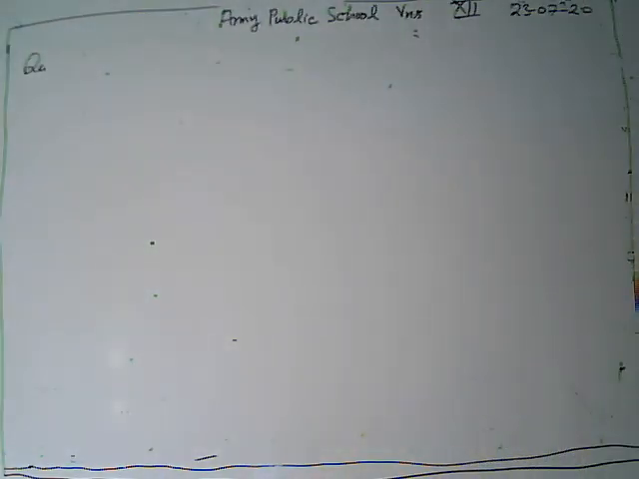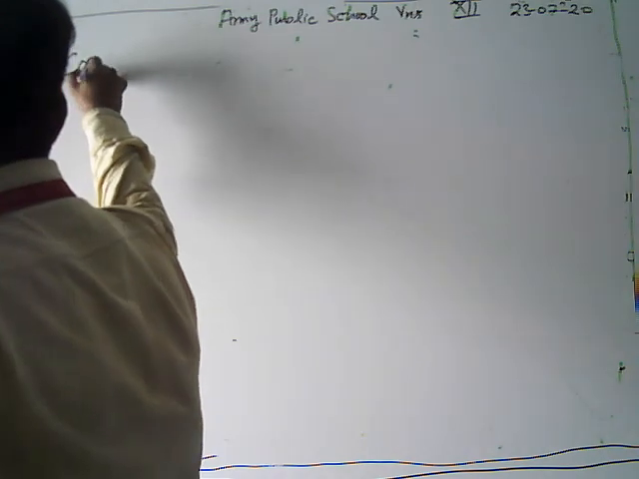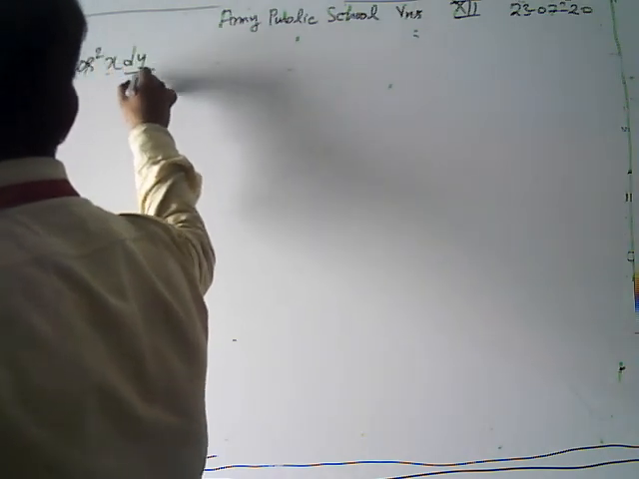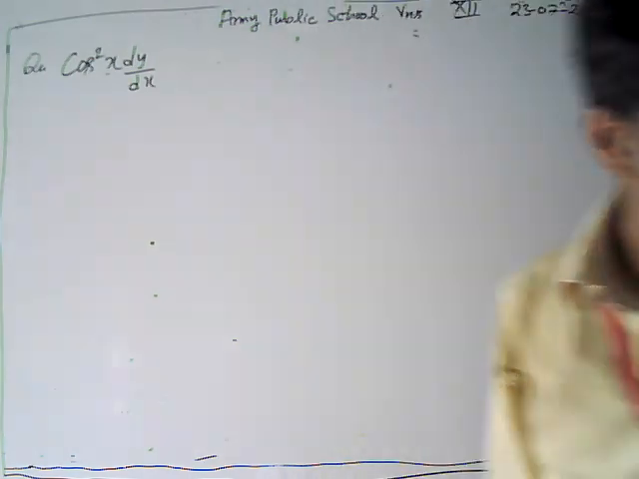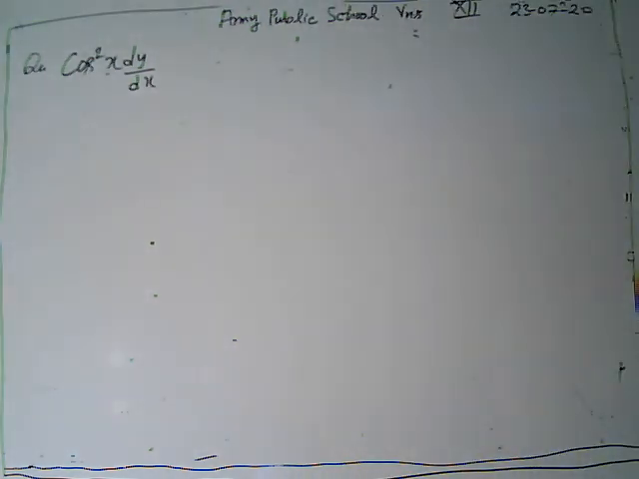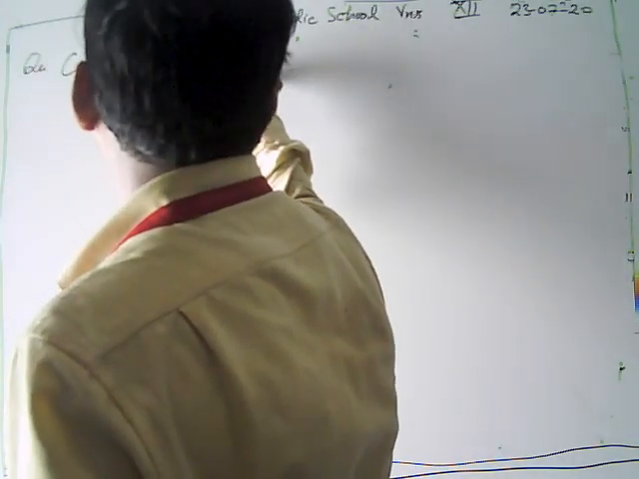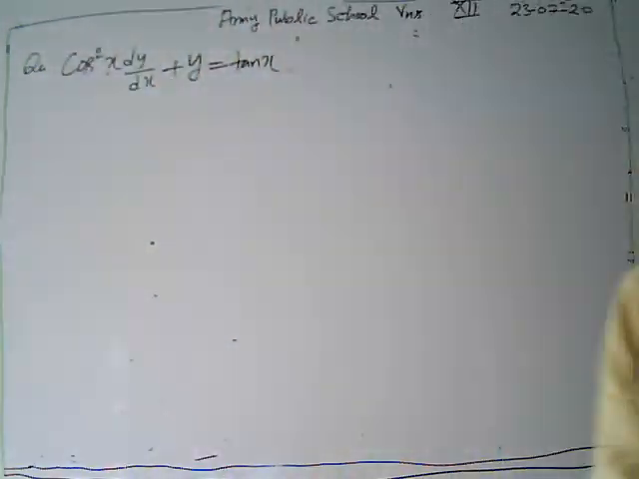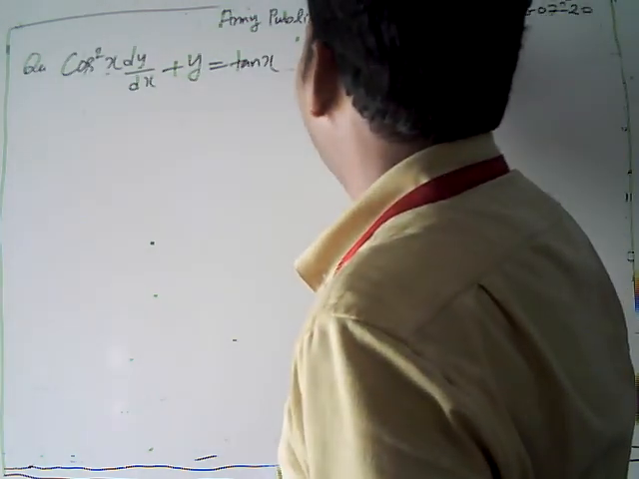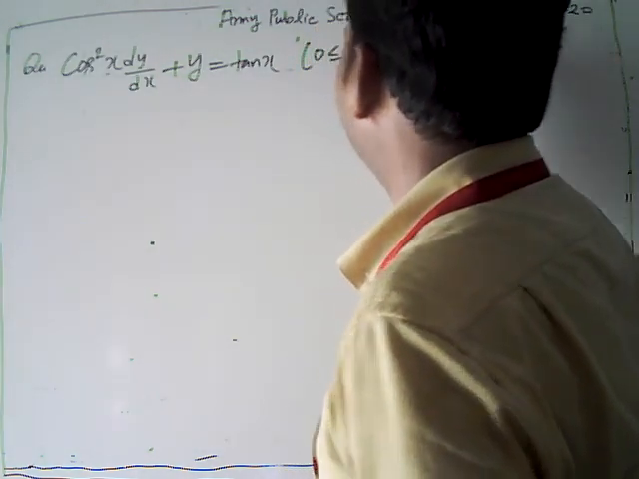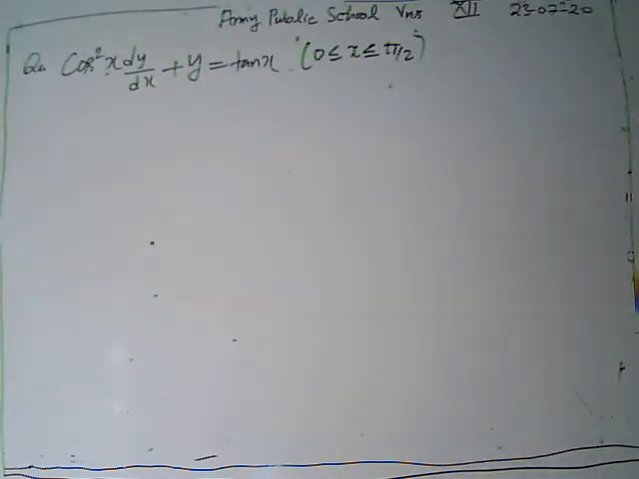Look, again we have to solve the differential equation cos square x dy/dx plus y equals tan x. Again it's one of the NCERT problems, and it was also asked in the board examination. Also it's given that x lies between 0 to pi by 2, meaning x lies in the first quadrant there. Then we have to find the general solution.